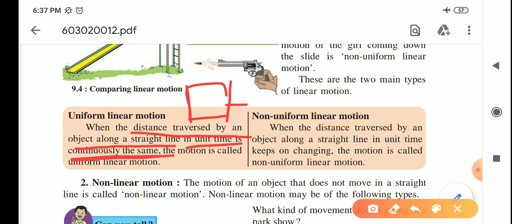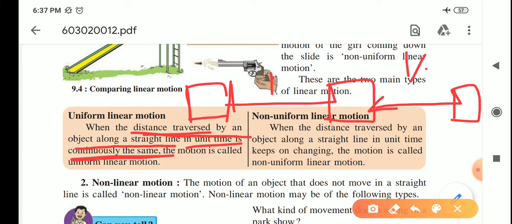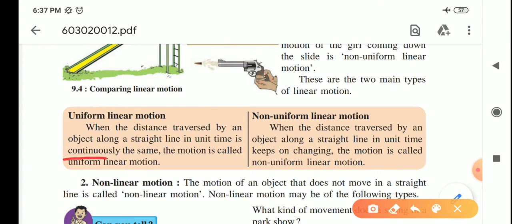Suppose in half an hour the distance covered or distance traversed by an object is 1 kilometer. So if you again measure the distance traveled in the next half an hour, it should again be 1 kilometer, because it has to be continuously the same in unit time. Unit time means if you are measuring per second or per hour or per minute, so that will be called uniform linear motion.